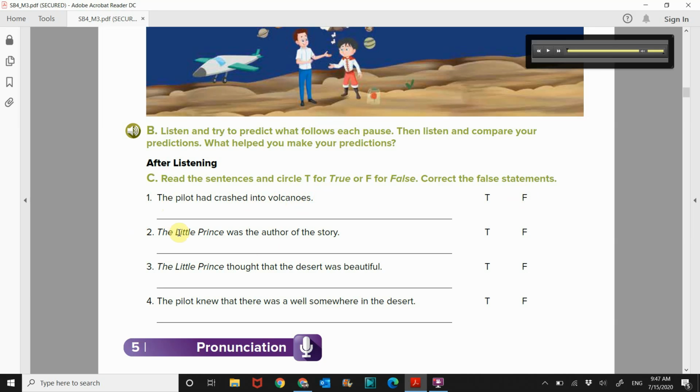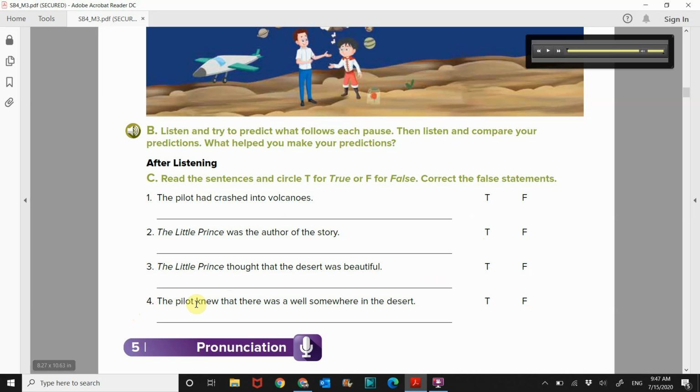The Little Prince was the author of the story. Do you think that was true or false? I think it was true. It was about him visiting different people. So true. The Little Prince thought that the desert was beautiful. That is also true. He thought it was beautiful. True.